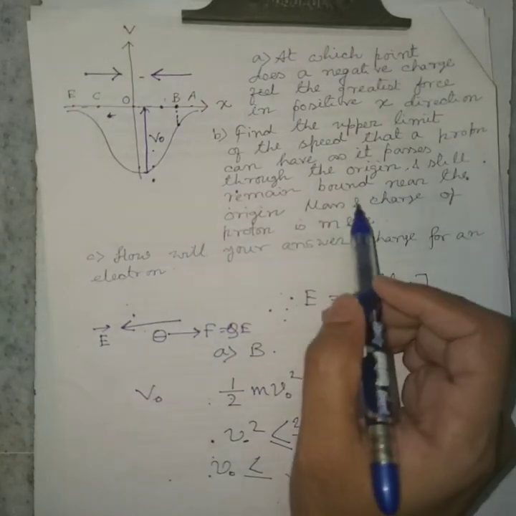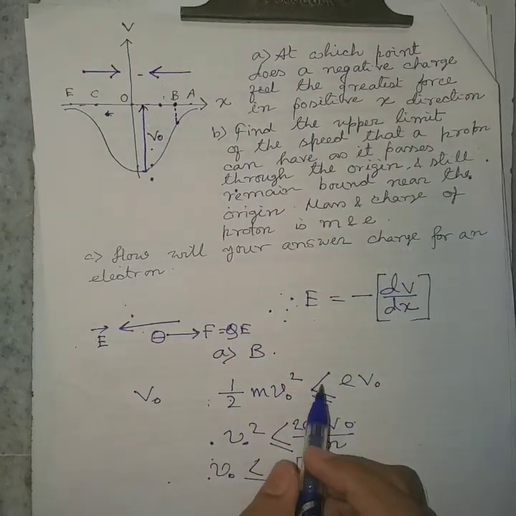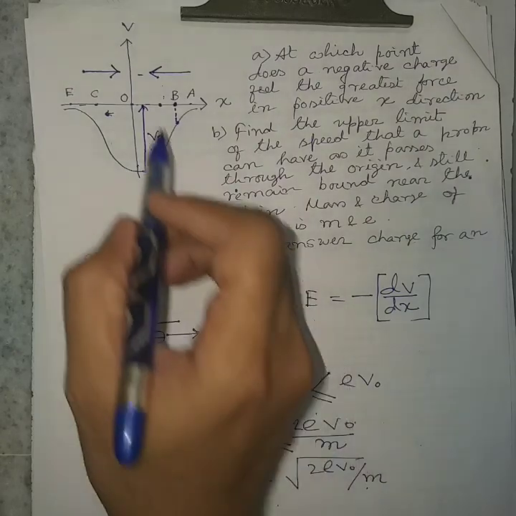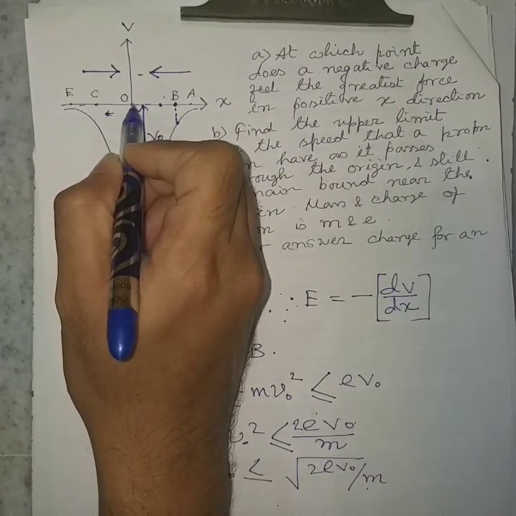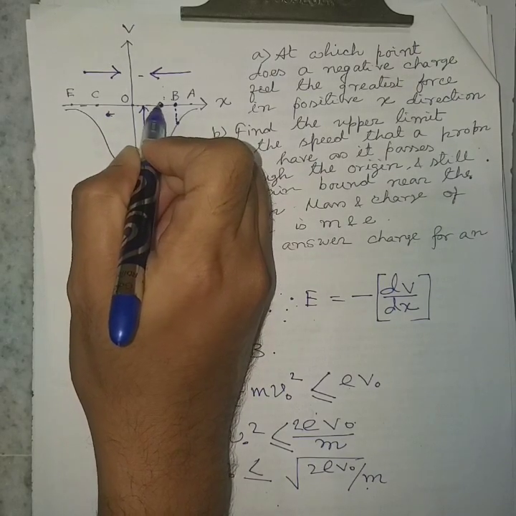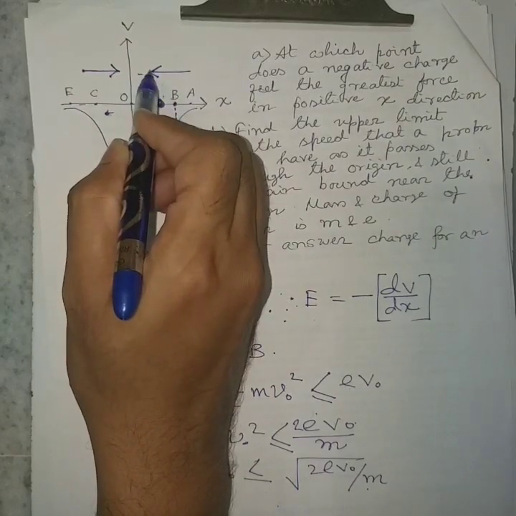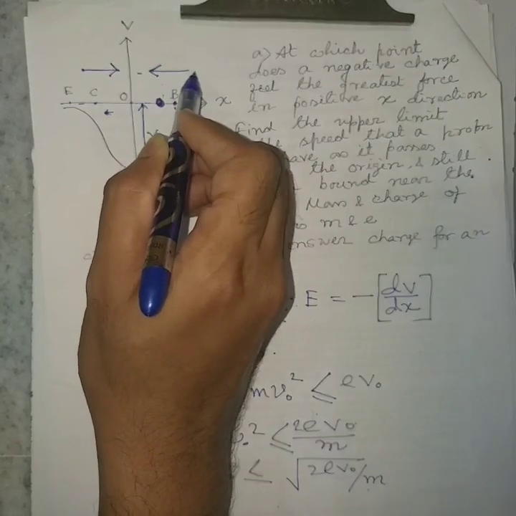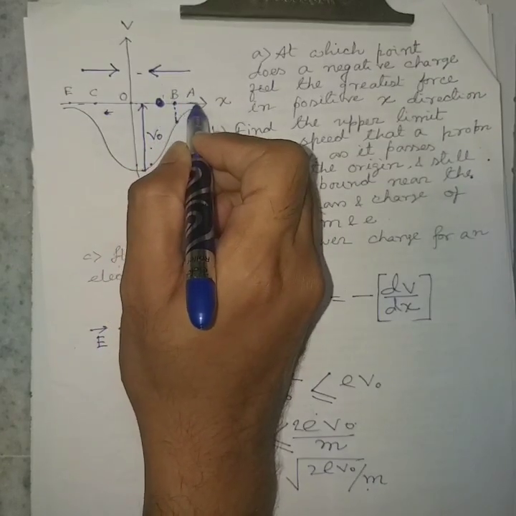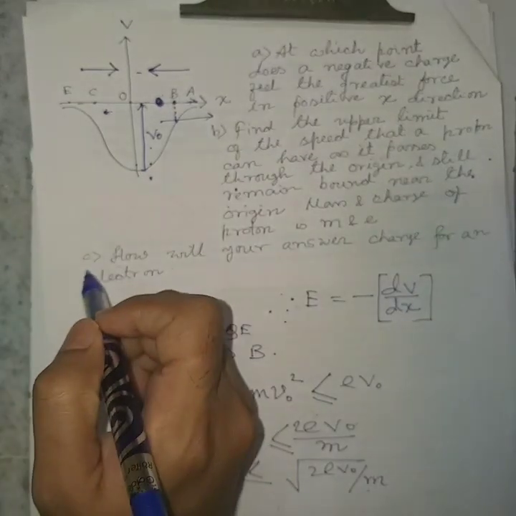Now the last part of the question: how will your answer change if the charge is an electron? If we place an electron here and release it along this direction, then the electron will feel a force opposite to the electric field. That is, the electric field is along this direction, so the electron will feel a force along positive x direction and it will accelerate and penetrate this region.